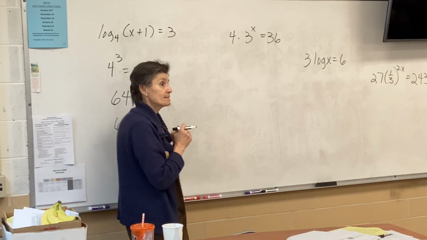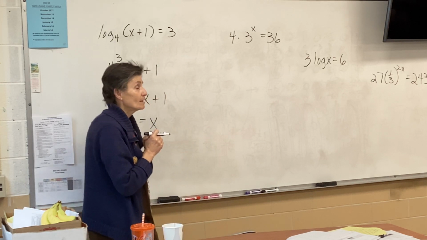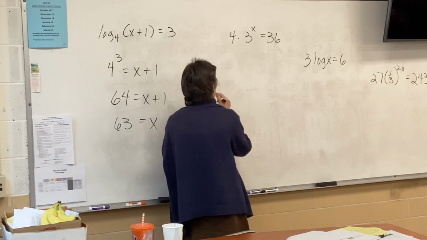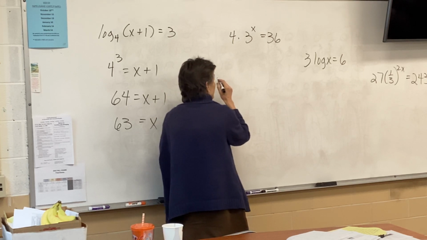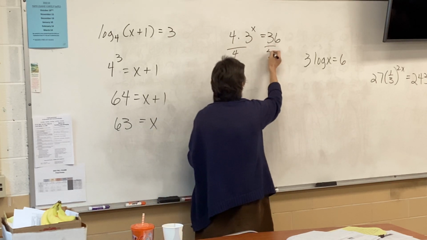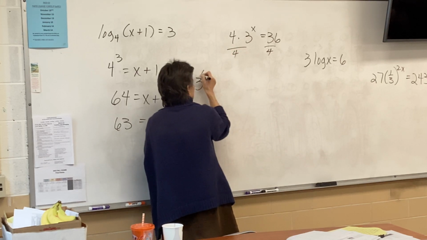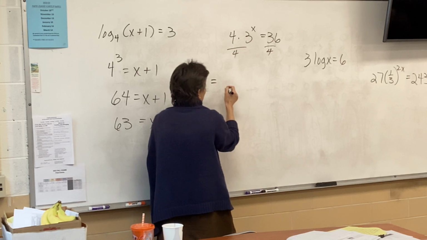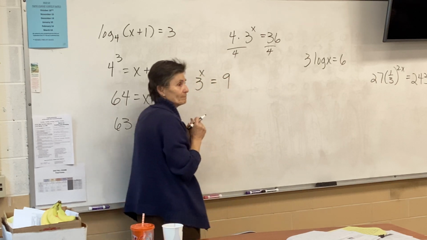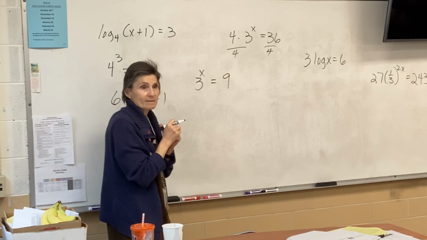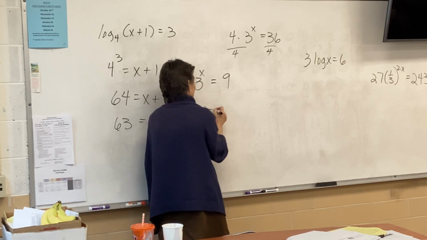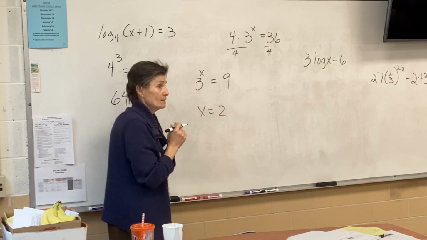All right, does anybody see another one? Eddie? On the second. And what are you doing with the second one, Eddie? Divide by 4. All right, Eddie says I'm gonna divide by 4. Kids, we always get rid of that extra number. So he has 3 to the x equals 9. Oh boy. What's x? 3 squared is 9.